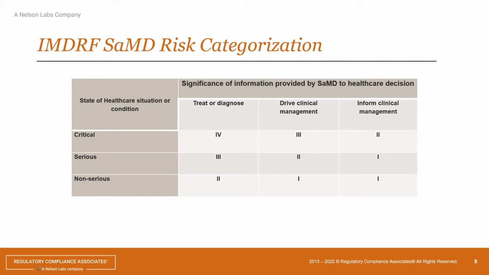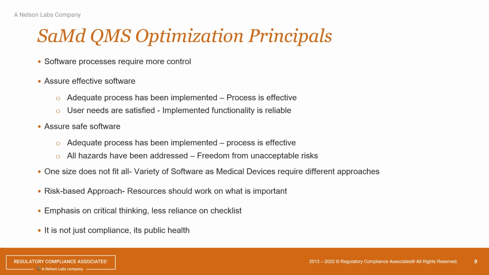And as I said, you want to look at it pre-mitigation in terms of what the risk factors are if your software were to fail, or the condition that you're trying to actually address. So what are some of the QMS optimization principles that we should keep in mind when we are trying to optimize?